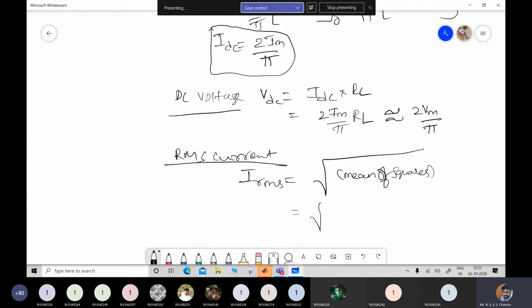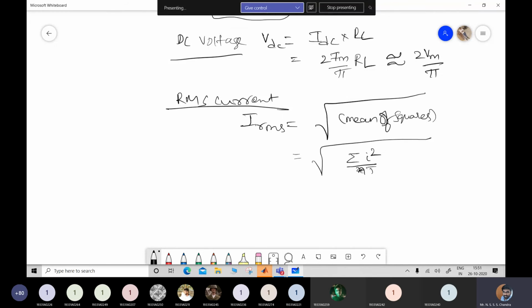So first, what do we need to do? We need to find the squares, then the summation of squares, and then divide by the time period, right? If it's a discrete signal, we'll be doing summation. If it's a continuous signal, we'll be doing integration. It is the square root of the integral of I square dt by T.